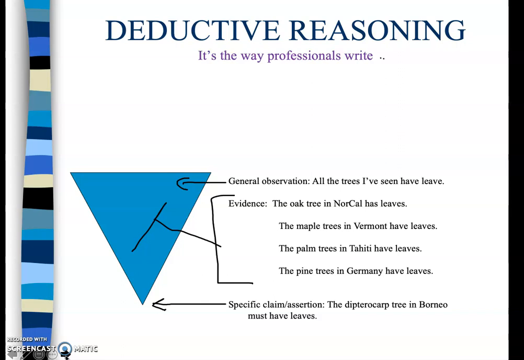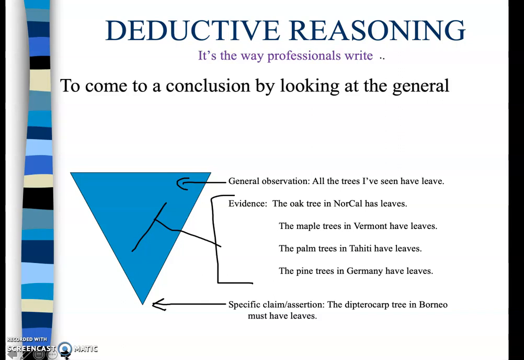I'm not expecting you to be professionals. You can certainly write in an inductive way, but you do need to understand how professionals actually do it this way. If you want to try writing this way, that's really not a problem. All right, so what this means is that you're going to come to a conclusion by looking at the general first, then applying it to specific examples.